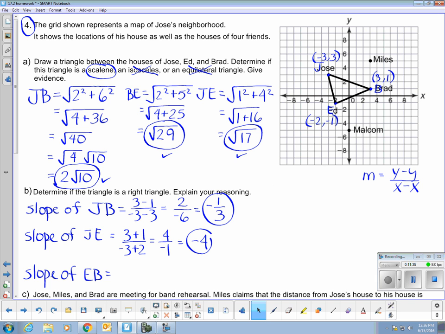So to find the slope between E and B, I'm going to use these 2 points. And I'm going to subtract my y values. This time I'm going to do 3 minus negative 2, which is 3 plus 2. 1 minus negative 1 is 1 plus 1. And we get a slope of 5 over 2.